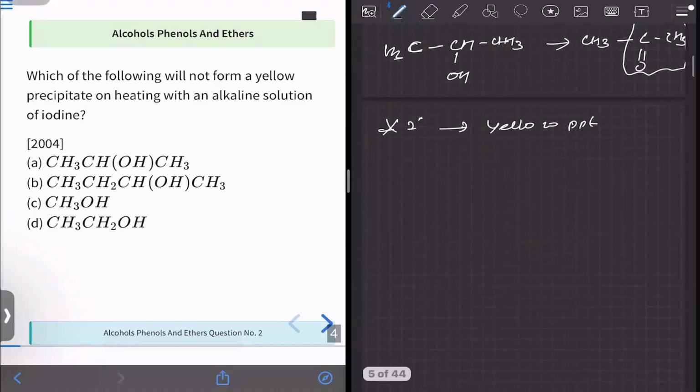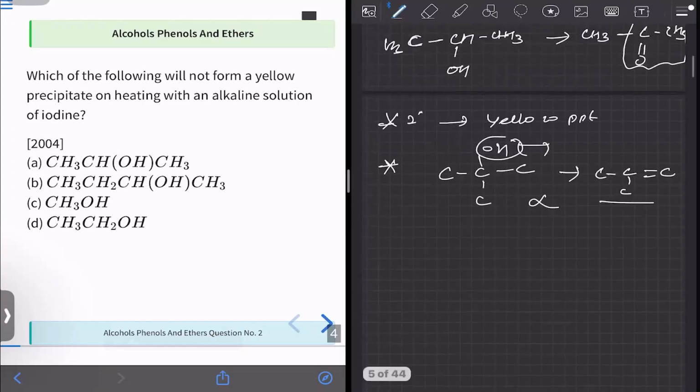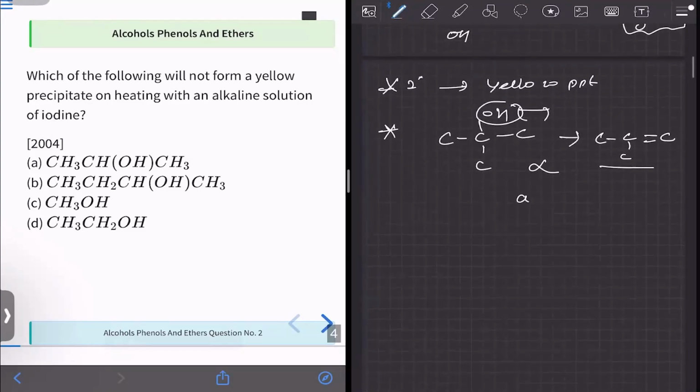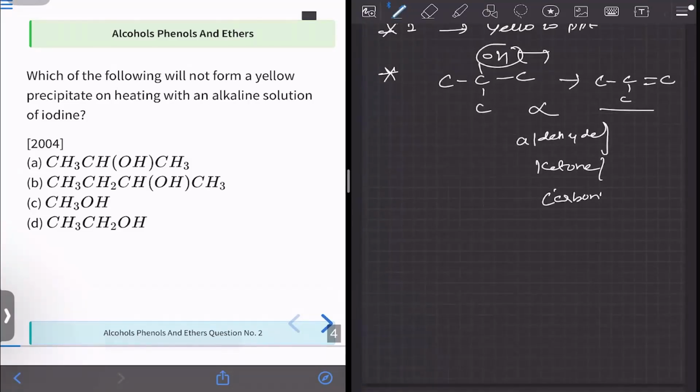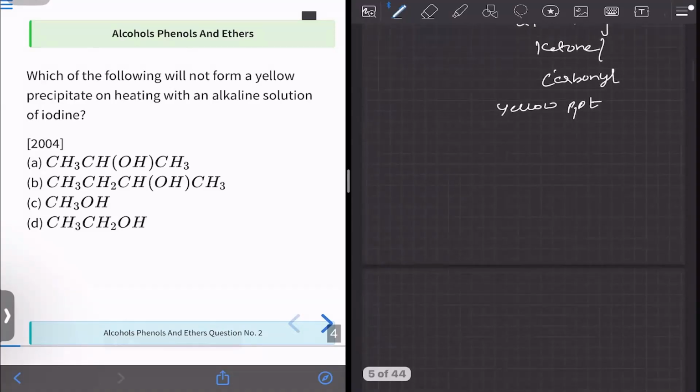But in the case of tertiary alcohol, see, whenever the alcohol is removed, it undergoes dehydration. It does not produce an aldehyde group, ketone group or carbonyl group. So whenever tertiary alcohol reacts, it does not produce a yellow precipitate. So we have to find the option which contains a tertiary alcohol.